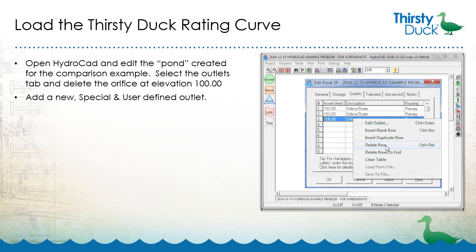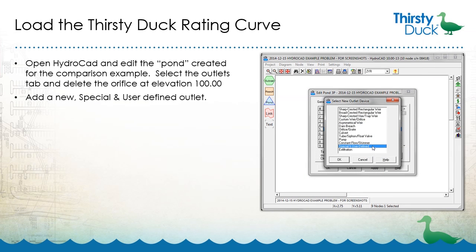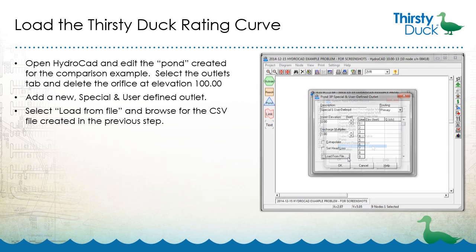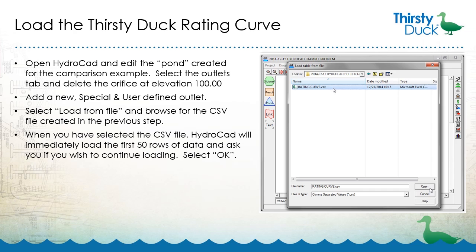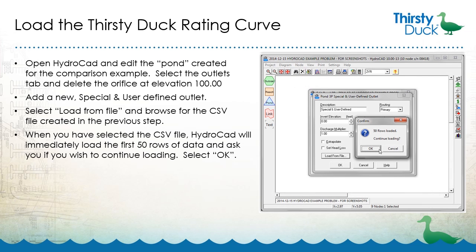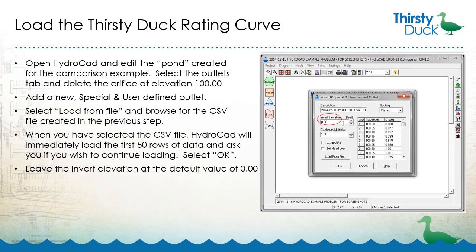Add a new special and user-defined outlet. Select Load from File and browse for the CSV file created in the previous step. When you have located the CSV file, HydroCAD will immediately load the first 50 rows of data and ask if you wish to continue loading. Select OK. Since the Thirsty Duck rating curve is a stage versus discharge relationship, leave the invert elevation at the default value of 0.00.